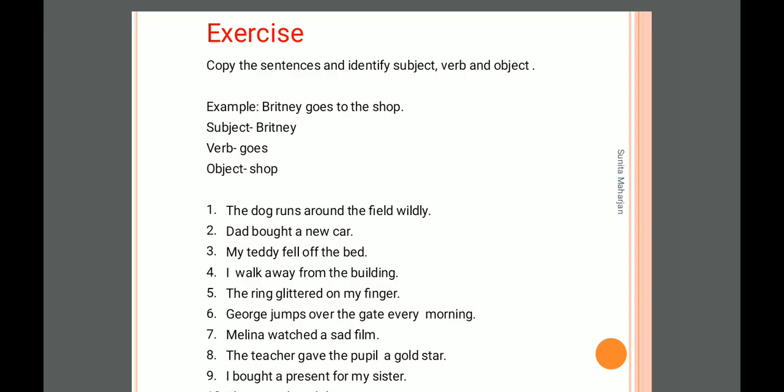Copy the sentences and identify subject, verb and object. So you need to write the sentence first, and secondly you need to identify subject, verb and object. The example is done for you. Brittany goes to shop. What is the subject over there? Brittany. Verb, goes. And what is the object over here? The shop. So in the same way, you need to do the 10 questions which are given below.